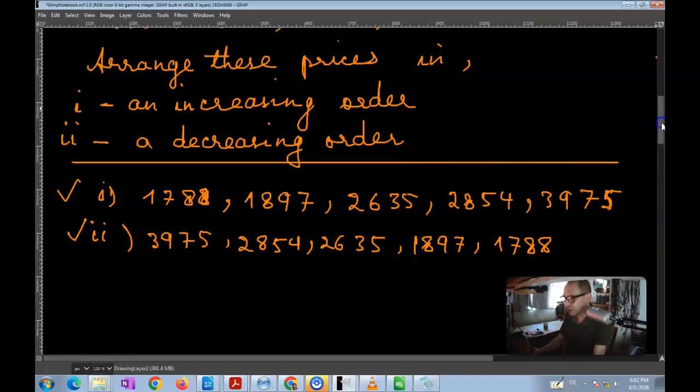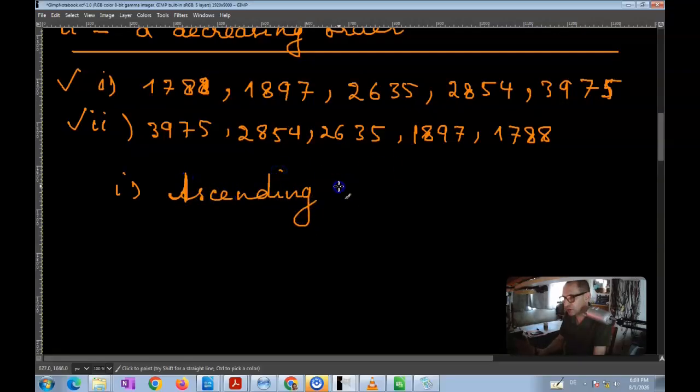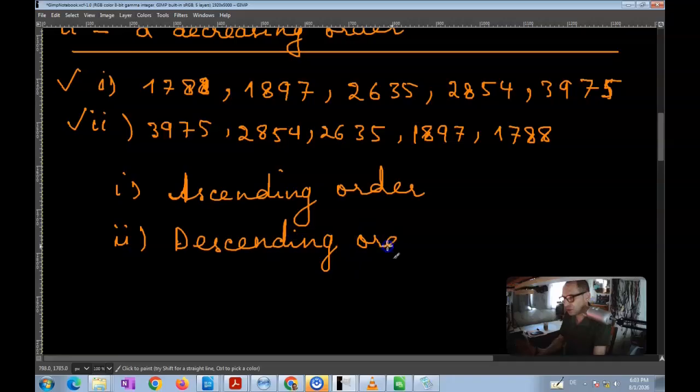So then in mathematical jargon, we call this variation number 1 an ascending order, and then the second variation we call a descending order, meaning that in the first variation the numbers are ascending, meaning that they are getting bigger and bigger.